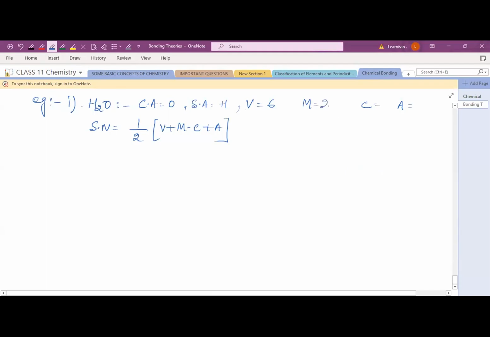2, right? Now tell me, this H2O is neutral, right? So there is no charge on cation or anion. So it will be 0, 0. Okay, आप ये formula में put नहीं भी करोगे C plus A, so it will be the same. So you will write 1 upon 2 (V plus M), right? So now substitute this in the formula.